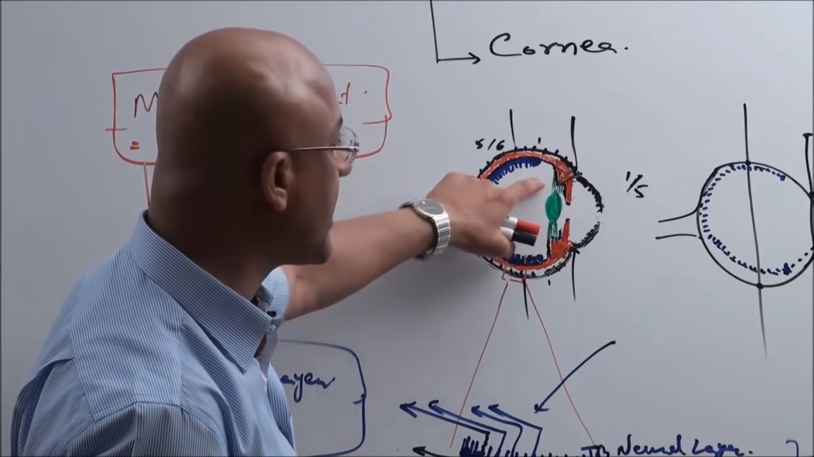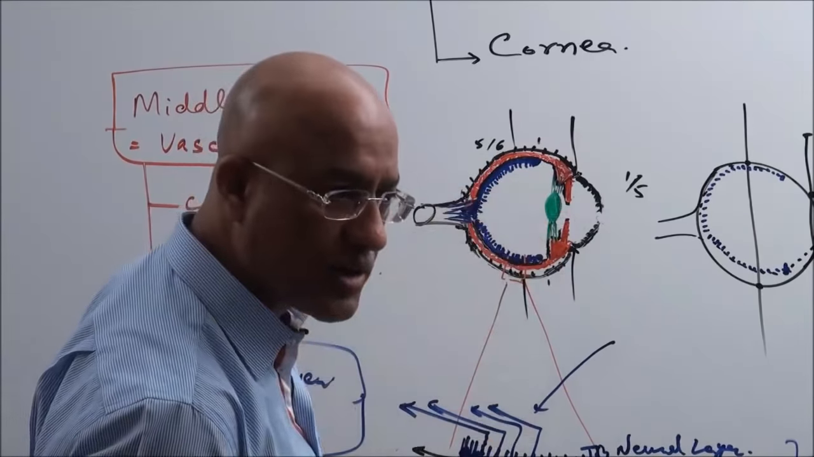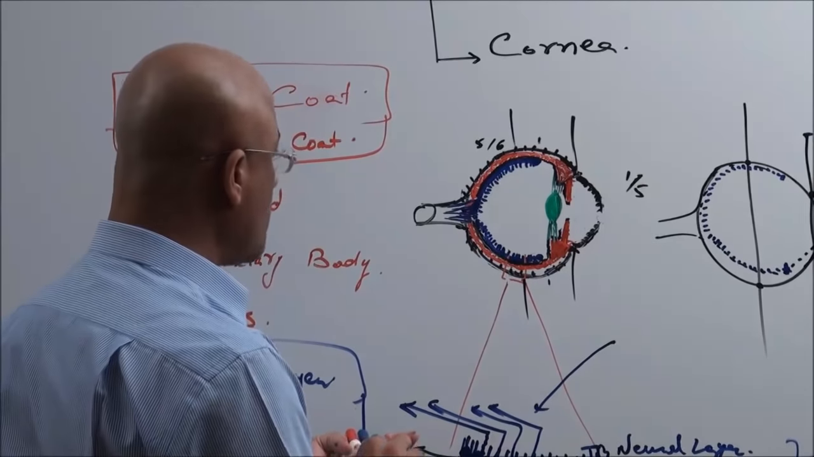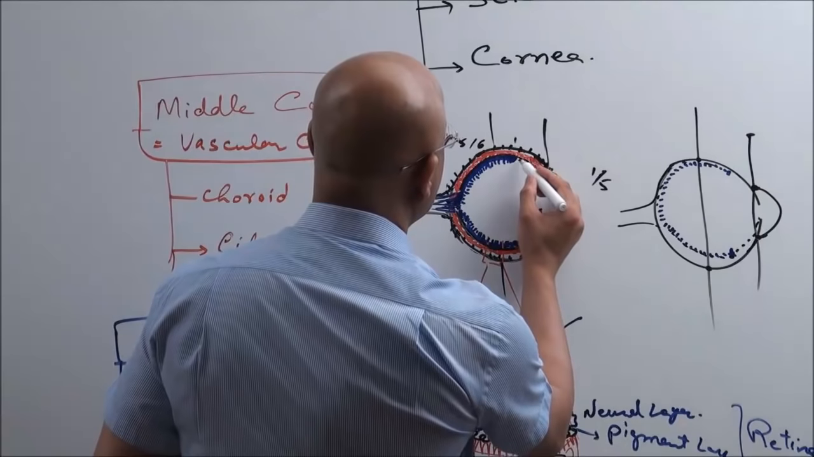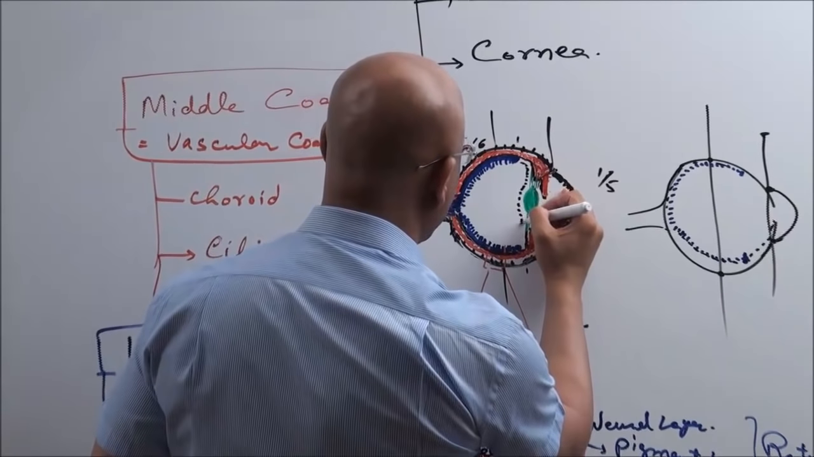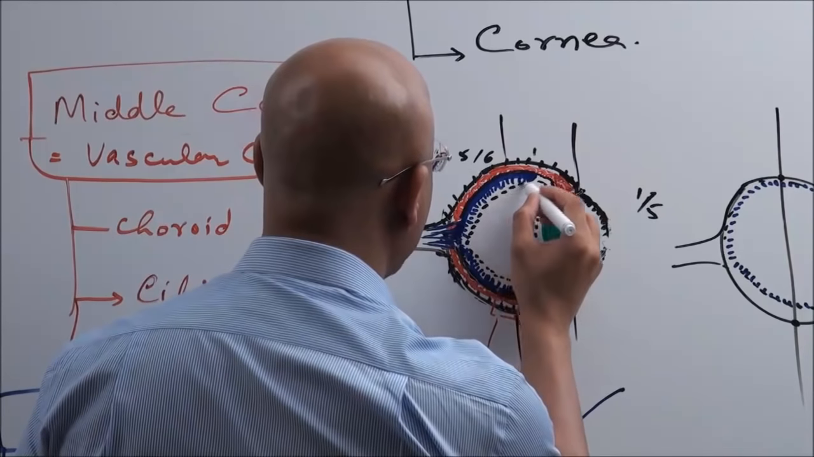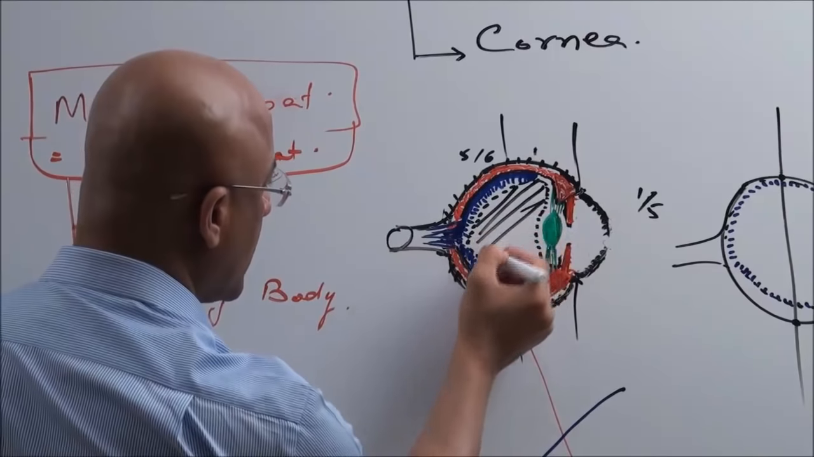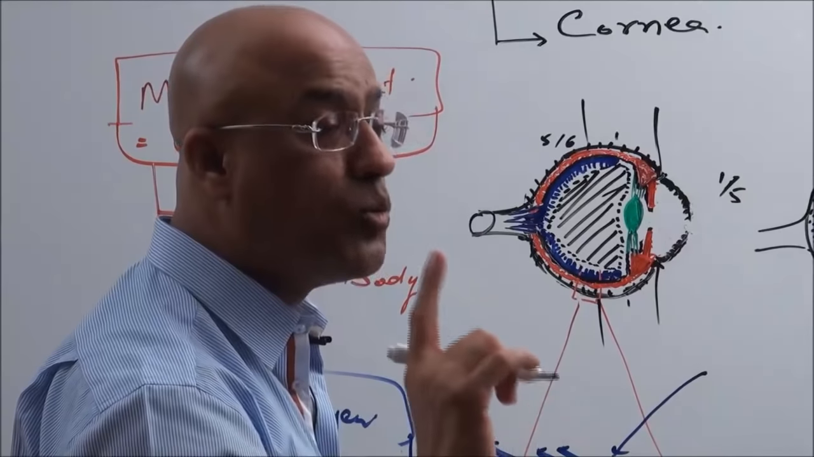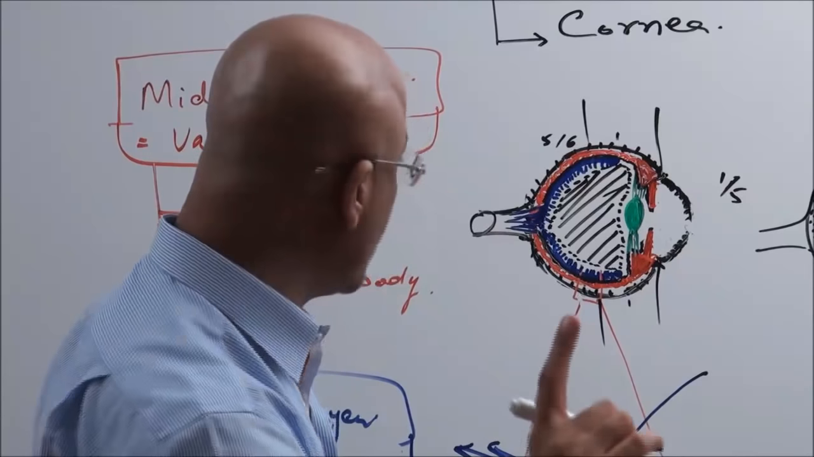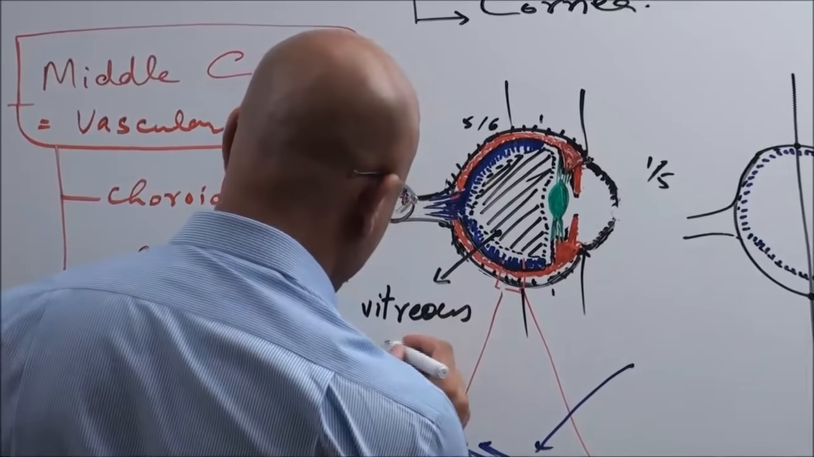These are called suspensory ligaments, or zonules, right? They suspend the periphery of the lens, attached to the ciliary body. Behind the lens, posterior to the lens, what is there? There is a special type of fluid-like, jelly-like, gel-like material which fills the remaining part of the eyeball. This is called vitreous humor, or vitreous body.